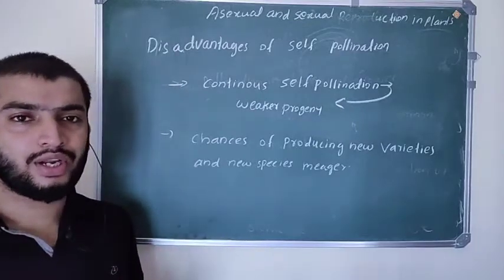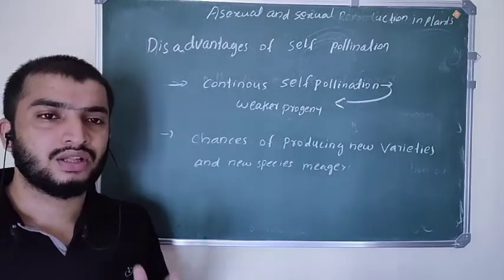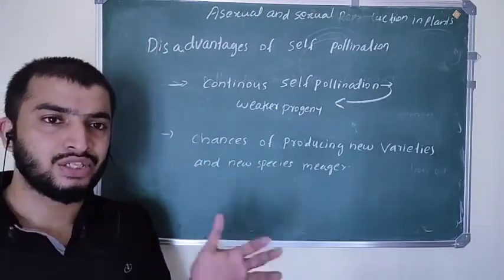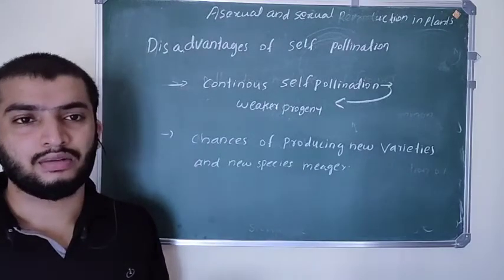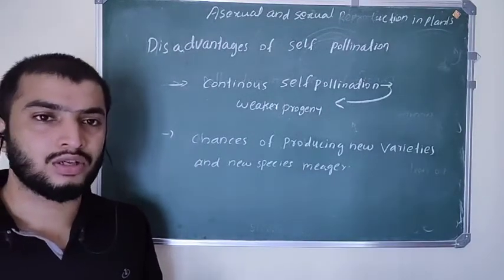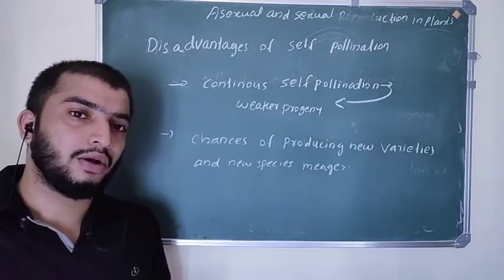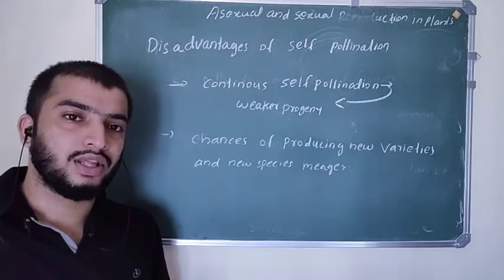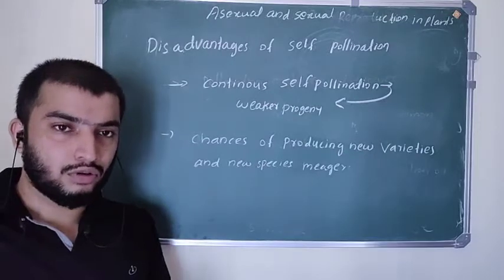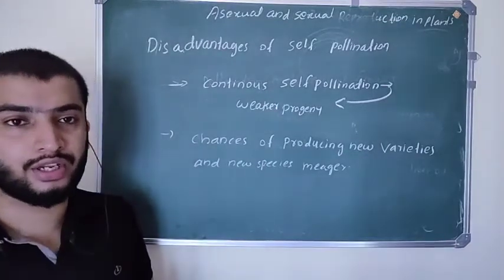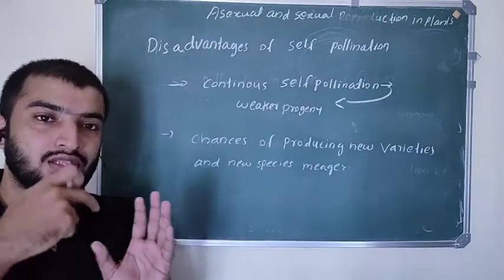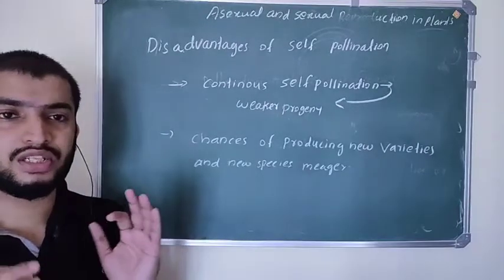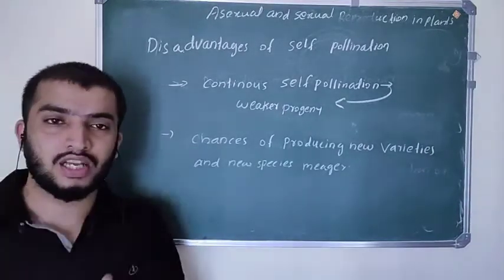chances of producing new varieties or new species are meager, which means the chances are very less because the same plant genes are shared here. So new varieties are not forming here, because if it is from another plant, by cross pollination, those plants have the genes for desirable qualities. If cross pollination takes place, it will lead to the formation of a new variety. But in the same plant, if self pollination takes place, it will not lead to the formation of a new variety or new species. So these are the two disadvantages of self pollination.